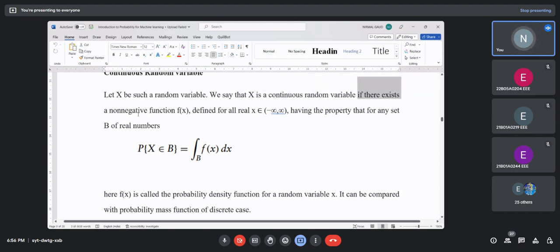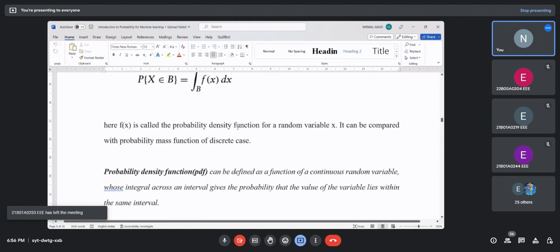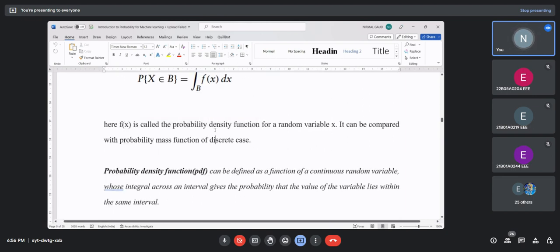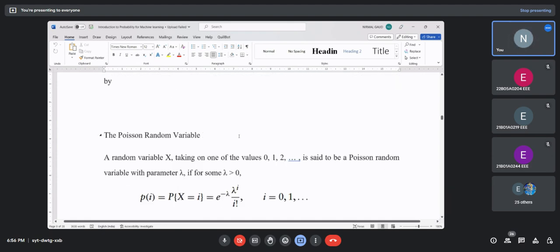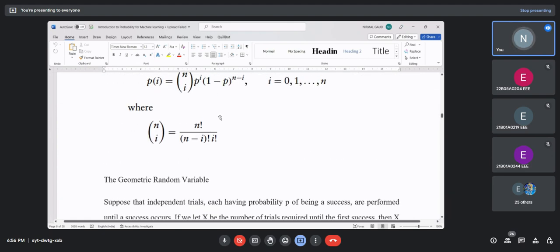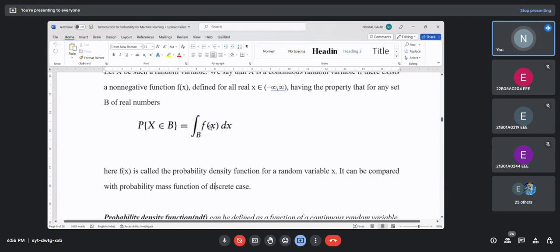If there exists a non-negative function f of x between the real numbers minus infinity to plus infinity, it is defined as the integration of f of x dx. So f of x is a probability density function, that is PDF. It can be any function. All these are functions. Similarly, here in case of a random variable, f of x is a function where x is the independent variable, and I'm performing the integration.